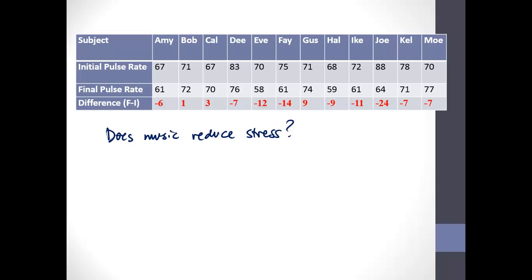So if I want to see if music reduces stress, and I'm looking at the final pulse rate and the initial pulse rate, how would I compare those two things to say yes, music does reduce stress? How would these two things relate to each other? Would the final pulse rate be less than the initial pulse rate, or bigger than the initial pulse rate?